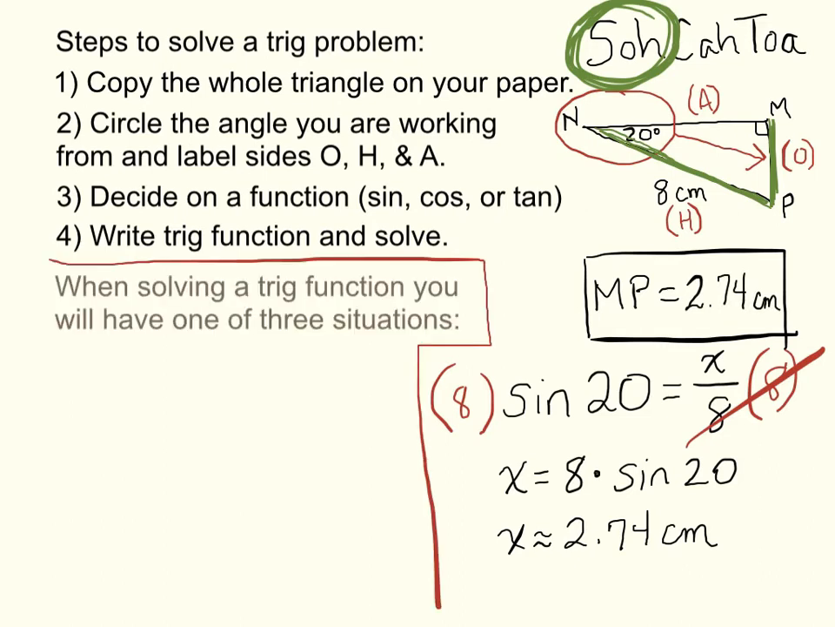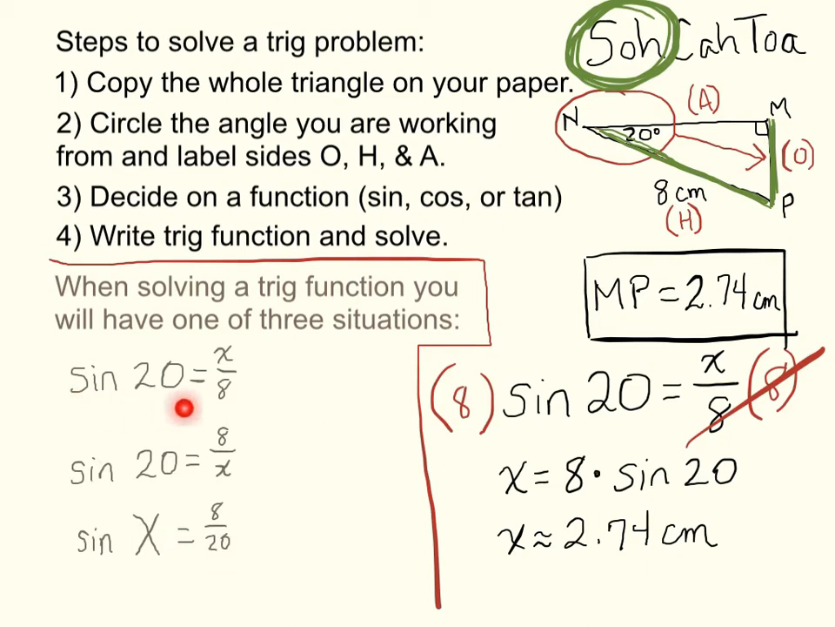So when you're solving trig functions, you're only going to have one of 3 situations, and here's what they are. You're either going to have sine of 20 equals x over 8, in which case what you're trying to find is on the numerator, or sine of 20 equals 8 over x, in which case what you're trying to find is on the denominator, or sine of x equals 8 over 20, in which case what you're trying to find is the angle itself. And these are the only 3 situations that you will have.